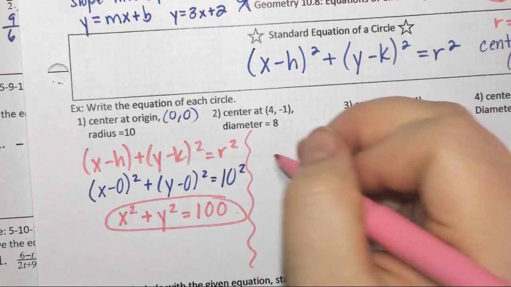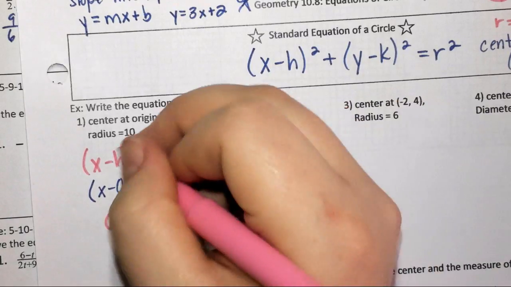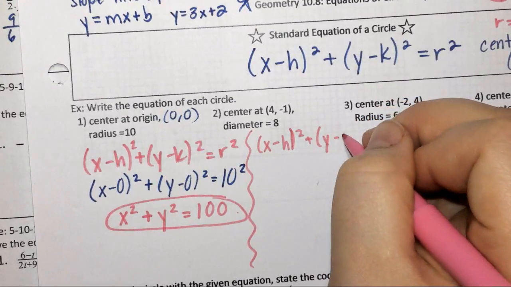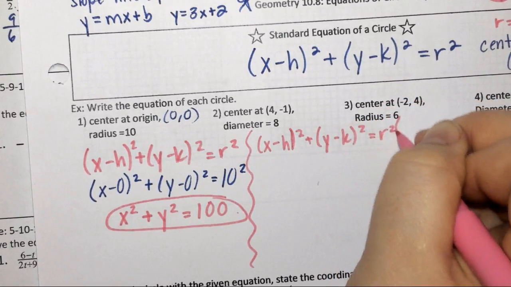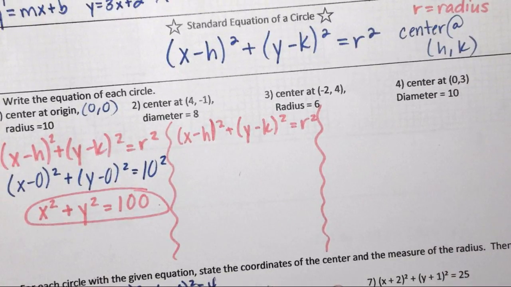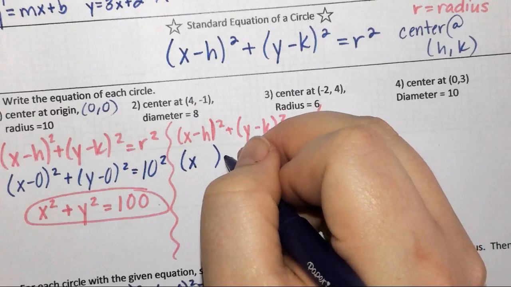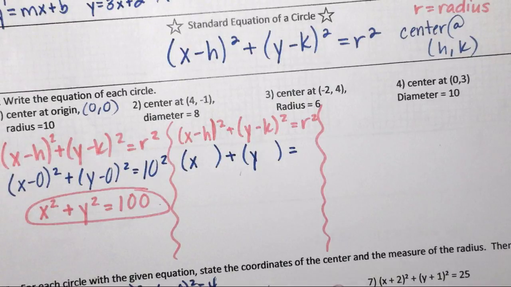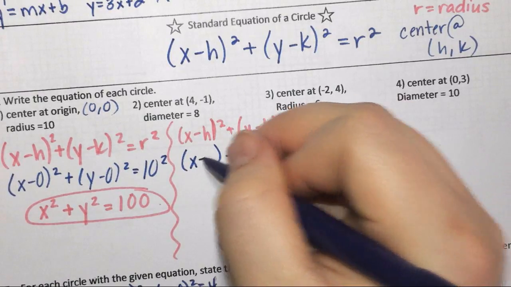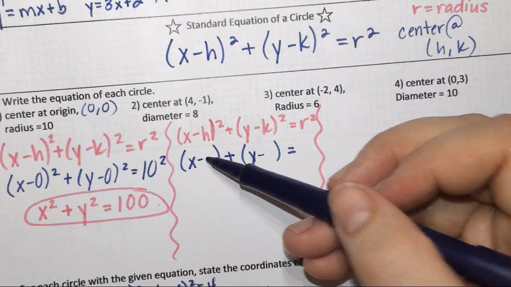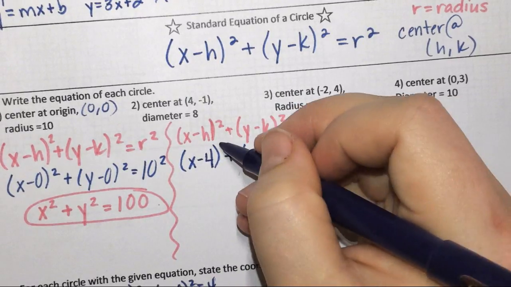Now for number 2. It says the center, and I'm going to write that standard form each time because it helps me. It says the center is at 4, 1, negative 1. Okay, so I know it's x, I know it's y. I need help with the h, the k, and the r. What should I put in that first slot for the h? So it should be x minus 4 squared.